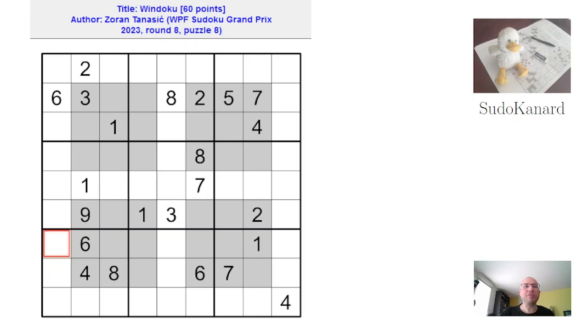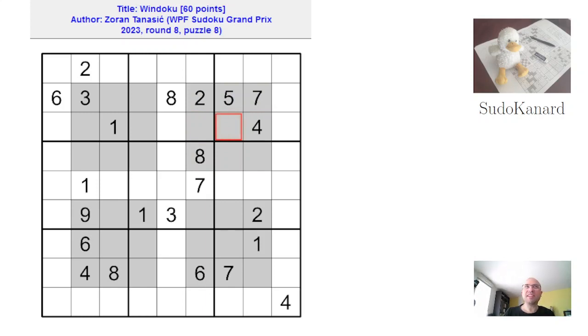We're here to solve this Windoku by Serbian author Zoran Tanasić. It was featured in the latest Sudoku Grand Prix. And the special rule is that in each of those shaded windows, we must have all digits from 1 to 9, exactly one, so they act like extra regions.